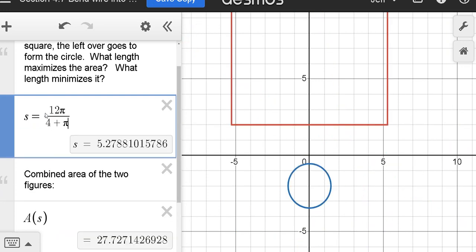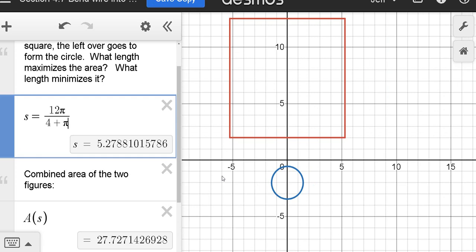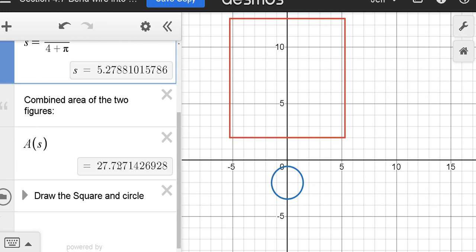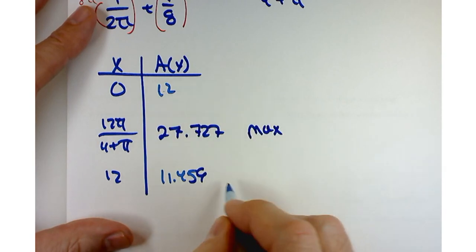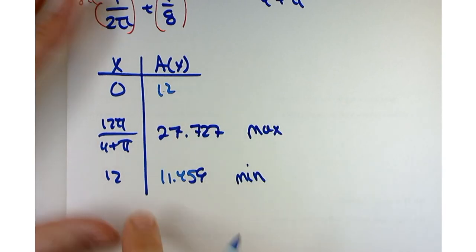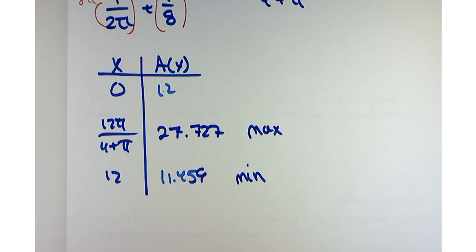So about 5.278. Something doesn't look right. Oh, all right, there we go. Yeah, that's better. So 27.78, is that a 727? So this would be your max, and this would be your min. Nice, nice.